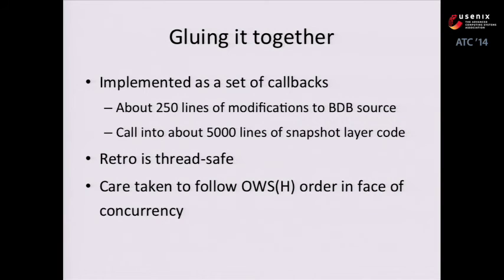Sort of gluing this together, Retro is implemented as a set of callbacks inside of Berkeley DB. It's about 250 lines of actual modified Berkeley DB source code, and about 500 lines inside of the 5,000 lines, sorry, of code inside the snapshot layer. The snapshot layer itself is implemented as Berkeley DB code, so we leverage transactional and recoverable data structures for SavedAfter and some of the other metadata structures, which makes them easy to recover. And then we have to take care that Retro itself is thread safe, because BDB is, of course, a multi-threaded data store.